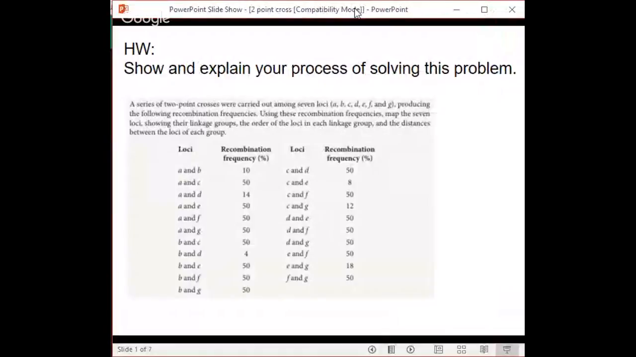So we are given a set of data, and we have to find their linkage groups and the order of the genes in each linkage group and the distance between each of the genes. So our recombination frequency, that's also going to be our distance in centimorgans between each gene. So we don't really have to do any math there. So really what we need to do is just find the linkage groups and the order.